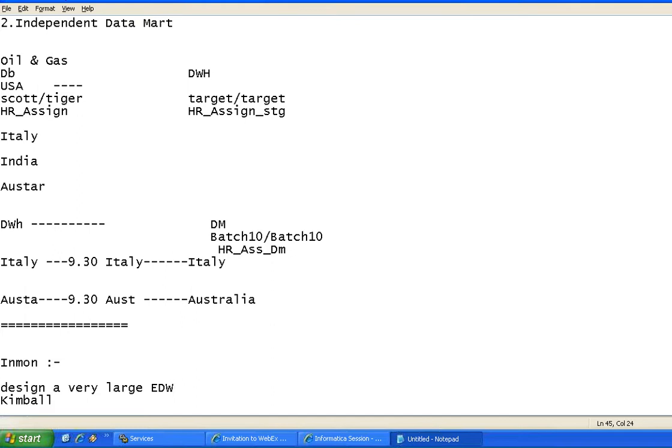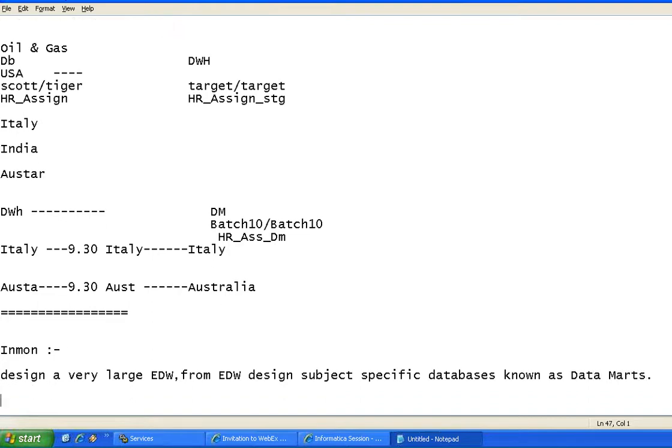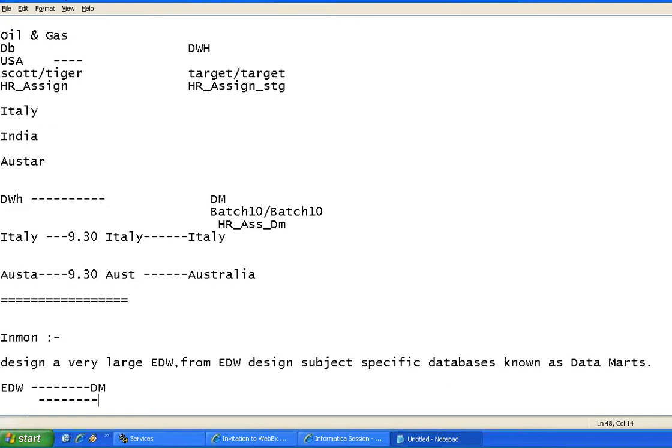Design a very large enterprise data warehouse. From enterprise data warehouse design, subject specific databases known as data marts. This is what he is telling about Inmon's approach about data marts. So what he is telling is, first design the same logic we are implementing in our project. First design a very large enterprise data warehouse, and from this enterprise data warehouse, depending upon your business, start developing your data marts.